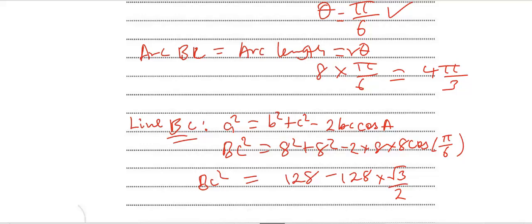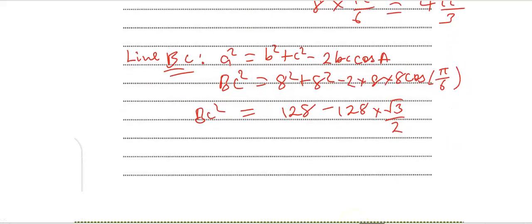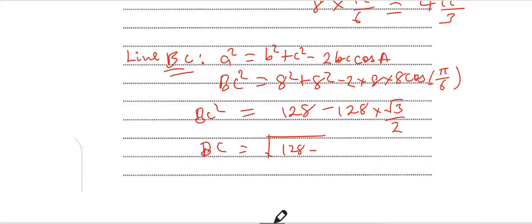So for us to find BC, we can take the square root. BC therefore will be the square root of 128 minus, if we simplify 128 times root 3 over 2, this becomes negative 64 root 3. So we take the square root of that. Now we can proceed to find the perimeter.